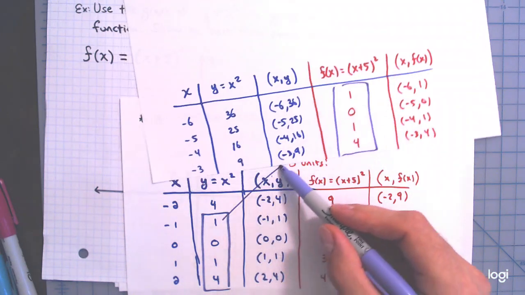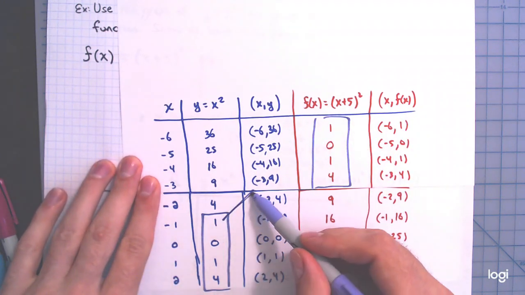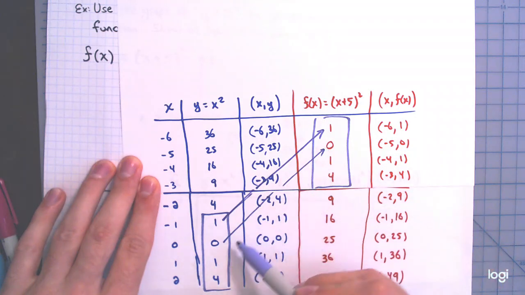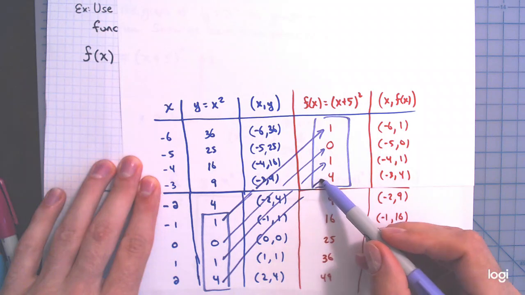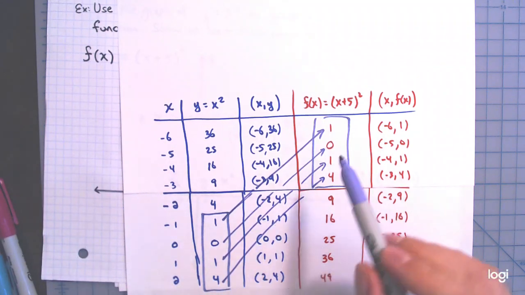See all this, oh, sorry, that's bad. Right, so this 1 here corresponds to this 1 here. This 0 corresponds to that 0. This 1 corresponds to that 1. This 4 corresponds to that 4. And I could keep going with this, right?